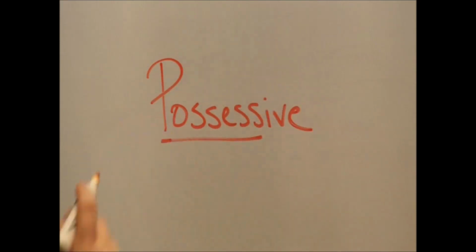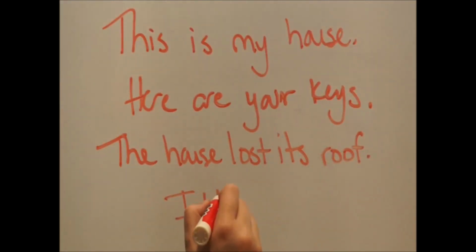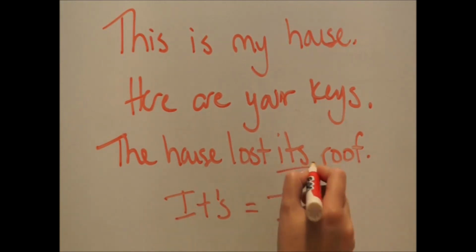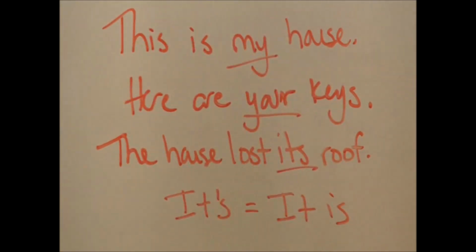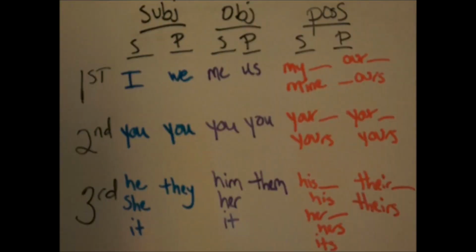And then finally, there is the possessive case. This shows ownership, right? Somebody is possessing something. So this is my house, here are your keys, the house lost its roof. So my, your, and its are all pronouns that are possessive. So that's an issue with case. You might have the pronoun in the wrong case.